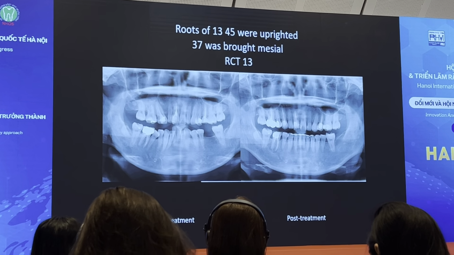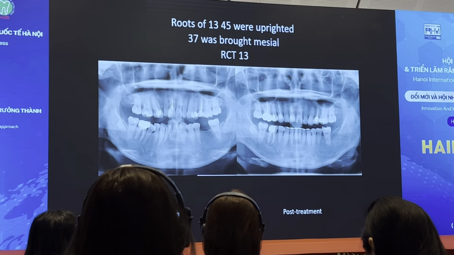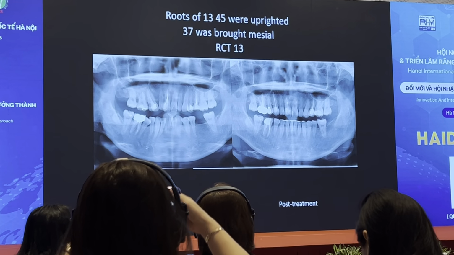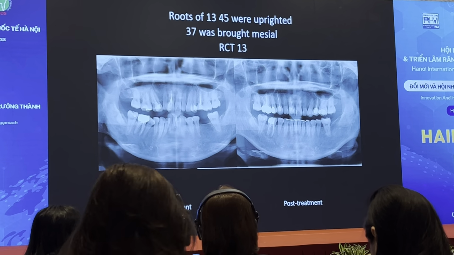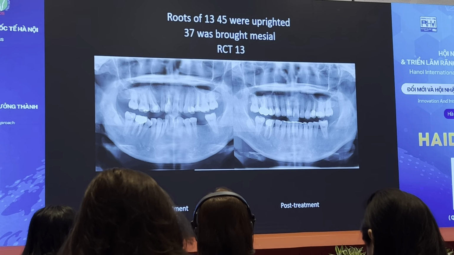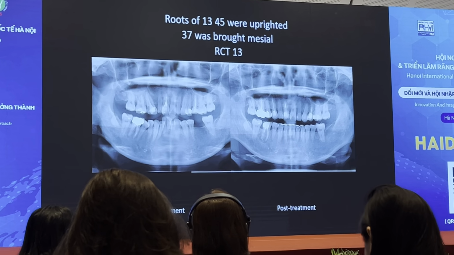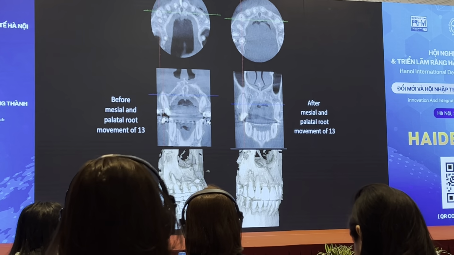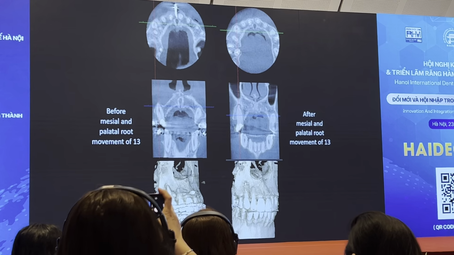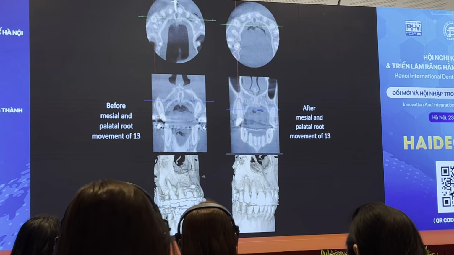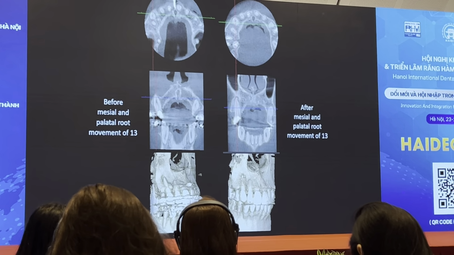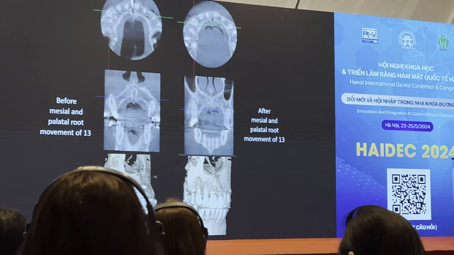Panoramic radiograph before and after treatment. The roots of 1-3 and 4-5 were uprighted. 3-7 was brought mesially. RCT was done at 1-3. CBCT image before and after mesial and palatal root movement of 1-3.